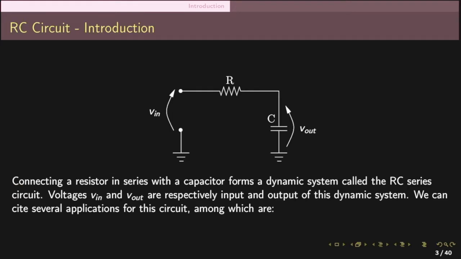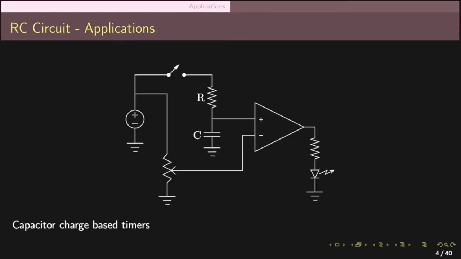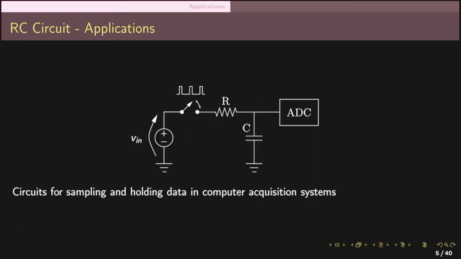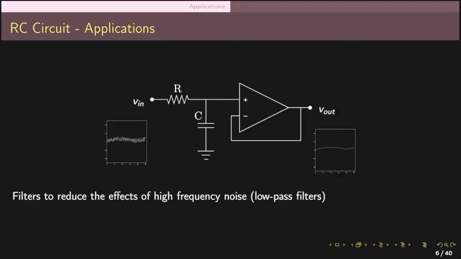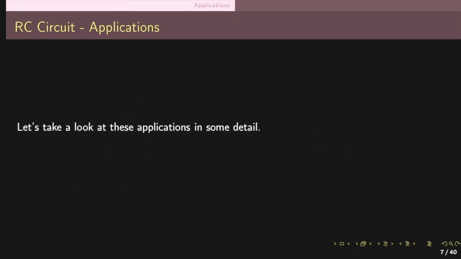Connecting a resistor in series with a capacitor forms a dynamic system called the RC series circuit. Voltages Vin and Vout are respectively the input and output of this dynamic system. We can cite several applications for this circuit, among which are capacitor charge-based timers, circuits for sampling and holding data in computer acquisition systems, and filters to reduce the effects of high-frequency noise, low-pass filters. Let's take a look at these applications in some detail.